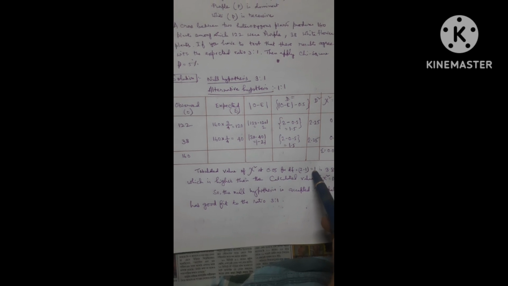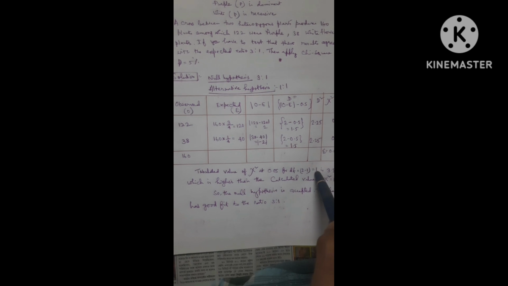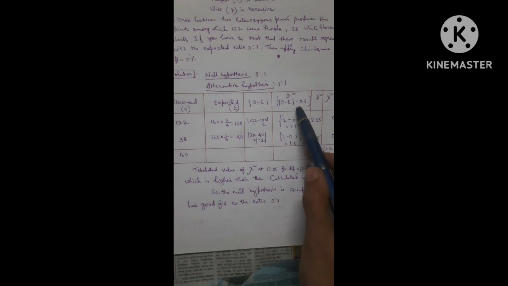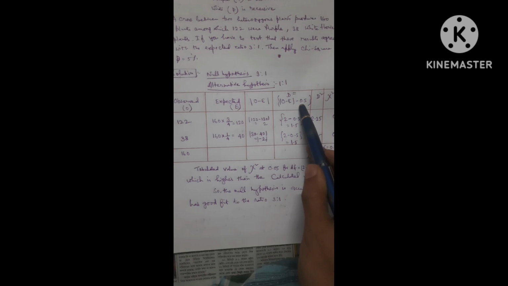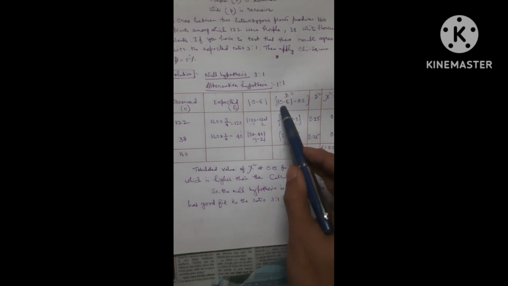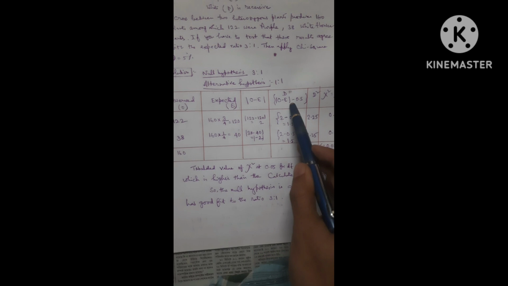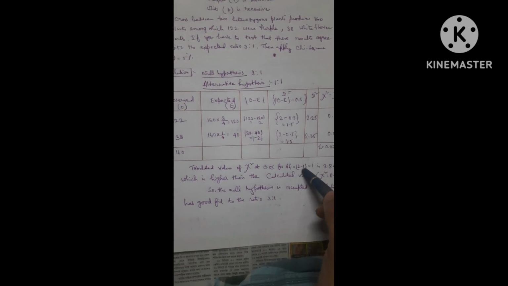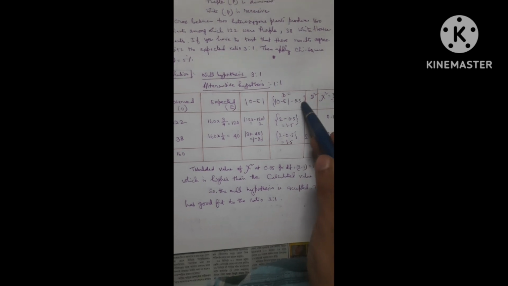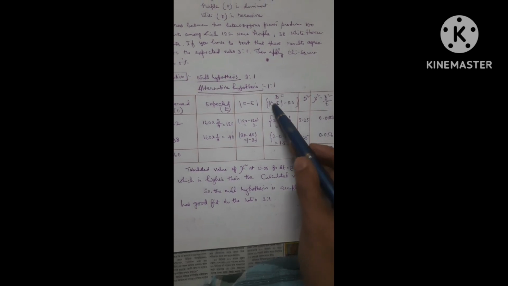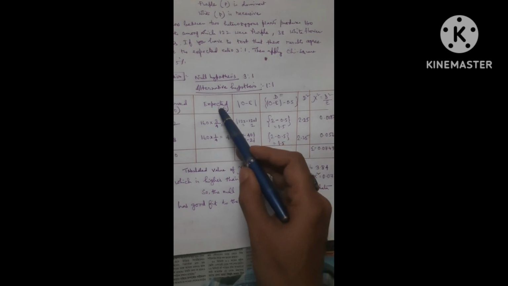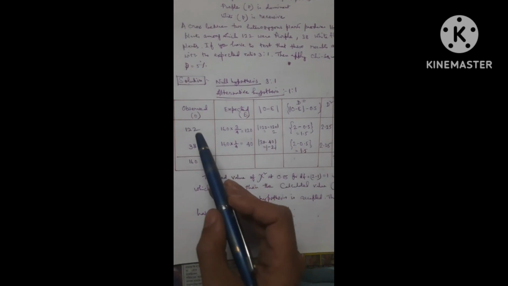As I have told before, when DF is 1, you have to do Yates's correction, which means you have to deduct 0.5. So we use O minus E minus this 0.5. Only when the degree of freedom is 1 do you have to use this. Remember this. Now D squared means the whole square of this. Now chi-square is D squared divided by E, where E means the expected value. So these are very easy.